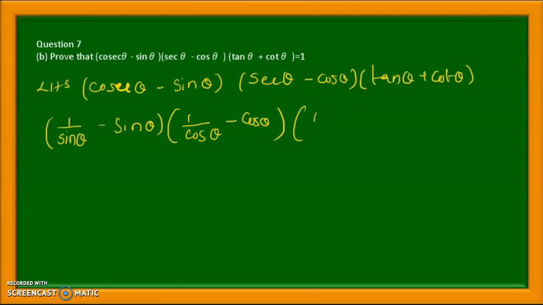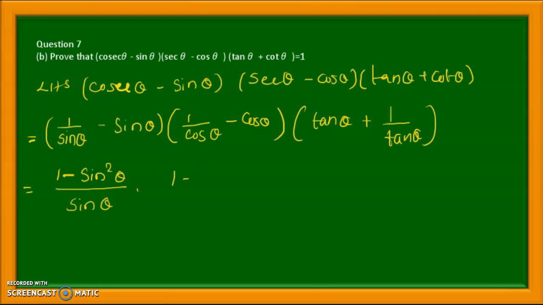And then tan theta plus cot theta can be written as 1 by tan theta, or the opposite also we can take. Tan theta can be written as 1 by cot theta. Then don't change cot theta there. So taking LCM you will get 1 minus sin theta into sin theta becomes sin square theta in the numerator, divided by sin theta into the same here, 1 minus cos square theta divided by cos theta into this, tan square theta plus 1 divided by tan theta.